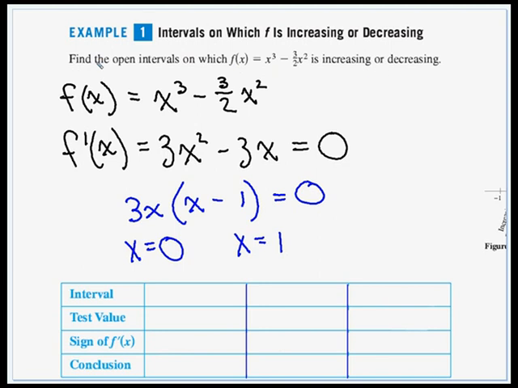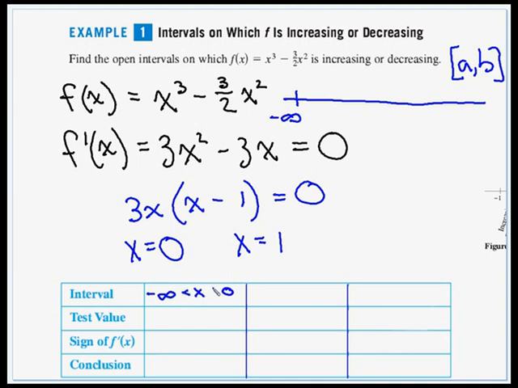Now notice too here in this problem, they did not give us a closed interval from a to b. So then we'll just have to assume we're talking about the entire real number line, the entire x-axis, from negative infinity to positive infinity. And here's our x-axis. We're going to start way over to the left at negative infinity, and we're going to go until we run into our first critical number, 0. So our first interval is from negative infinity to our first critical number, 0, and all x values in between.